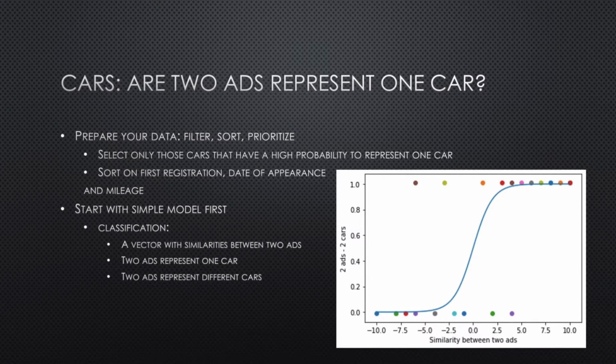The idea here was to put each two ads that are quite similar in one row, in one vector, where I have the similarities between different parameters of these two ads or these two cars, and then just use logistic regression to detect if this vector with similarity values has a high value and high probability, which means that these two ads actually show the same car, or if the similarity values are quite different.